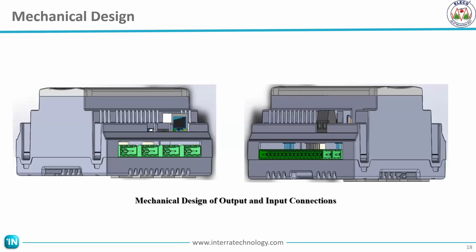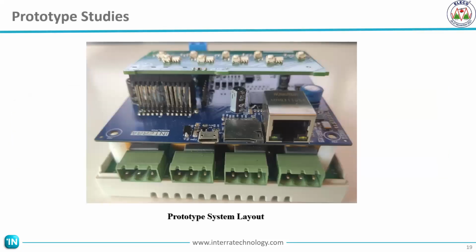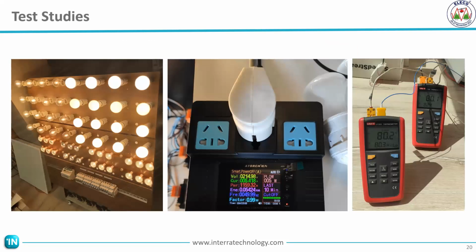In parallel with the PCB design studies, mechanical design studies were also continued, and a mechanical design in accordance with the target criteria was revealed. After the PCB designs were completed, we produced prototypes of these PCBs for functional testing. In order to perform the functional tests of the products, a test panel was produced with different kinds of loads, and basic tests such as load tests and temperature tests were made on this panel.